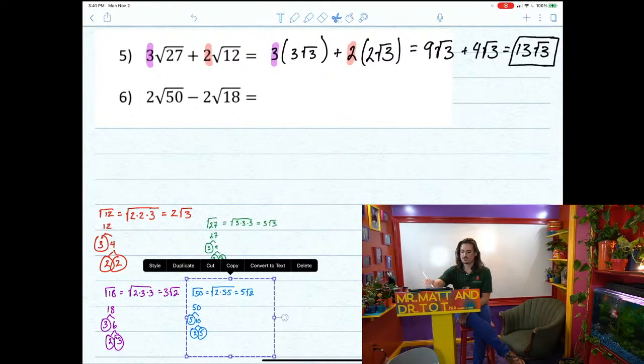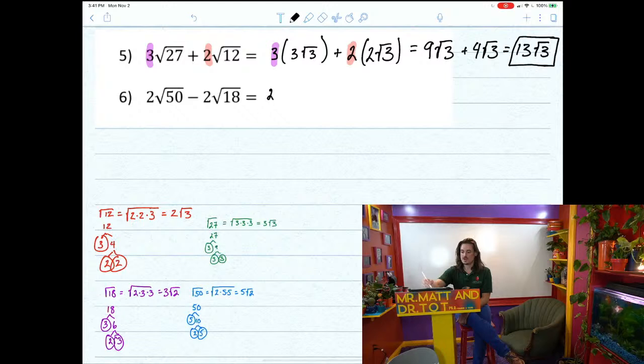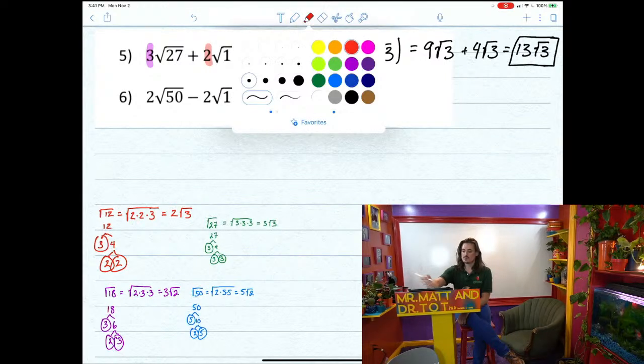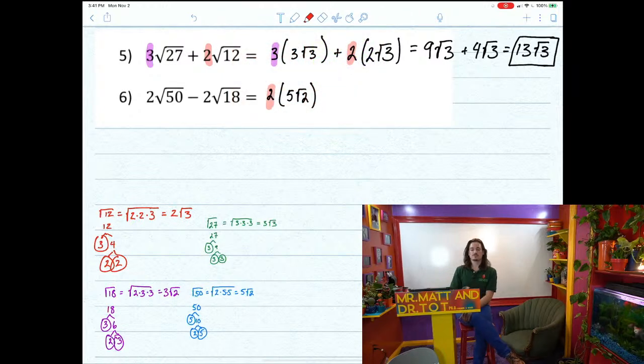So we're going to have 2 times 5 root 2. Because remember, this 2 is still carrying through from that coefficient. That outside coefficient has to remain intact. Now we're subtracting from that 2 times the square root of 18.